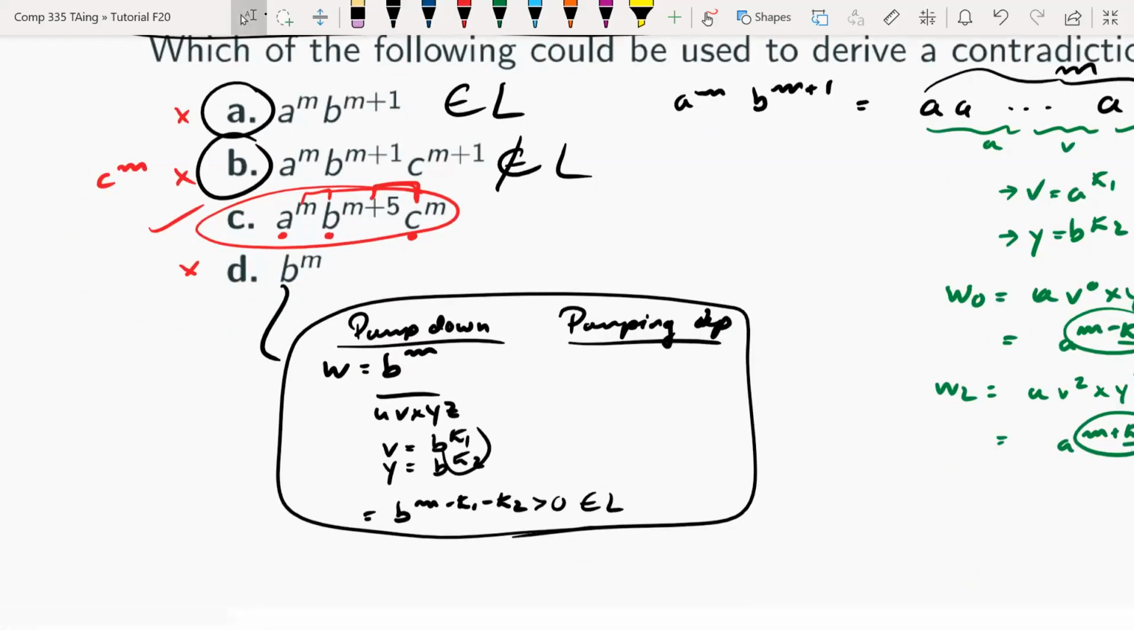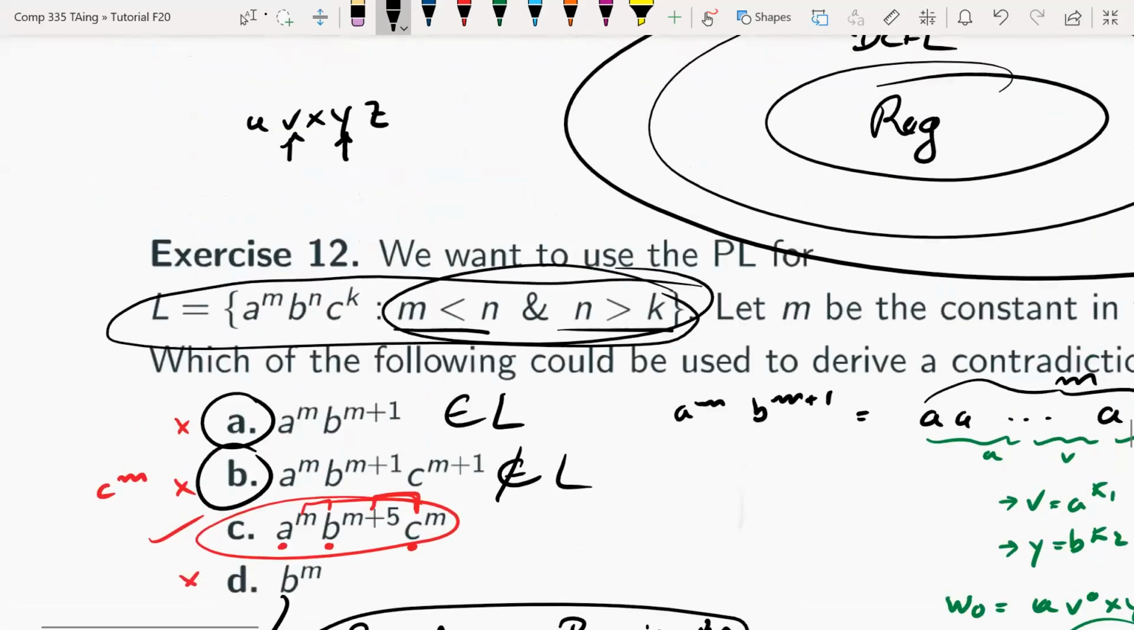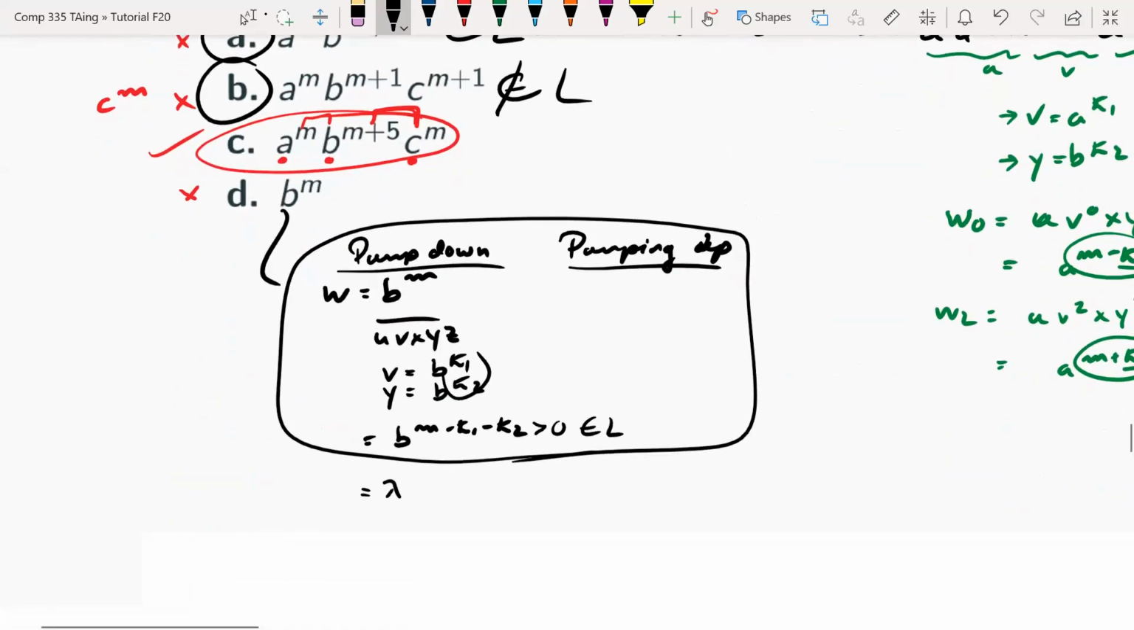For D, can you explain why if you pump down and got lambda? Yeah, so if you pump down and you got lambda, I was wrong. I made a mistake in saying that it wouldn't work. Actually, the only way you could get a contradiction if you pump down was if you got that it was equal to lambda. Because then the number of A's would equal the number of B's, and that would equal the number of C's. So, in fact, this is the only way.